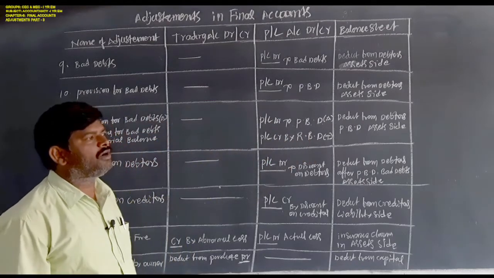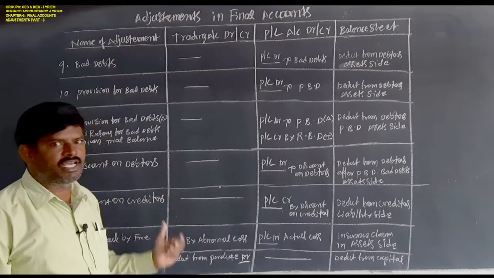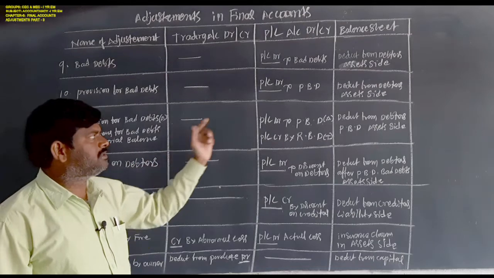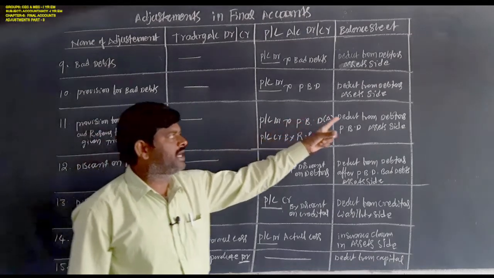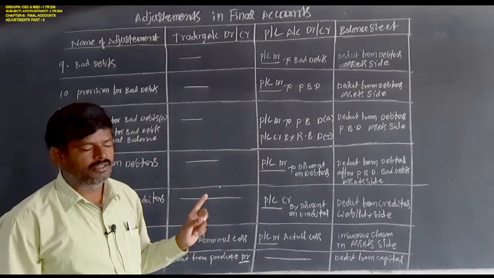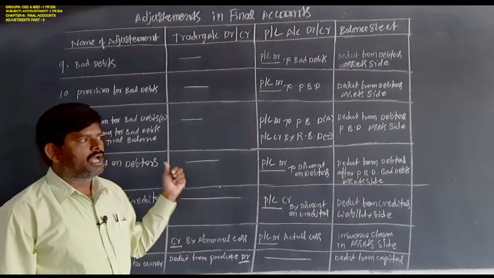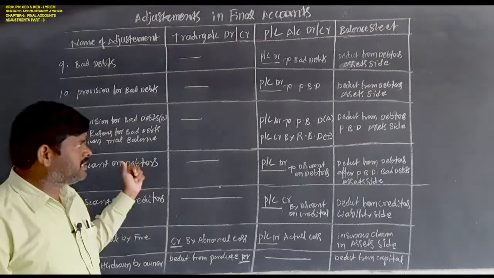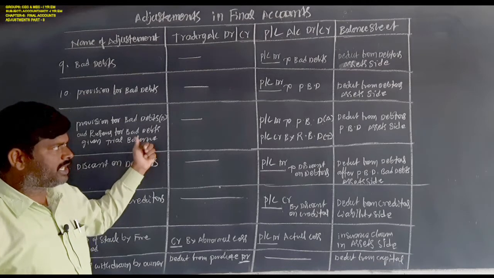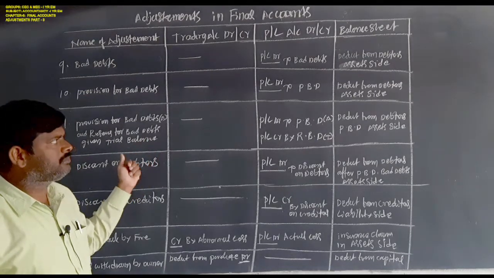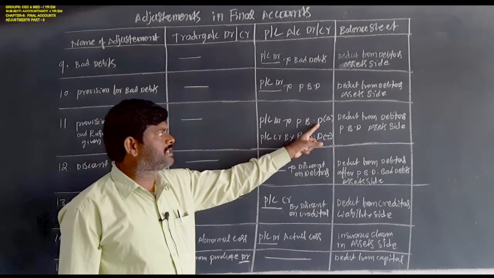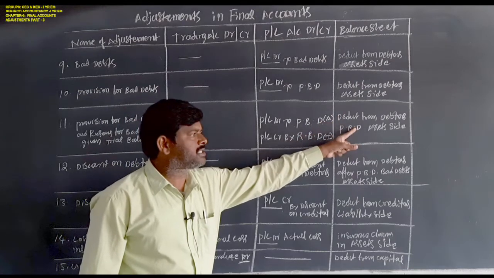Remember one thing, the only confusion is here. PBD must always be on the P&L account debit side and deducted from the debtors, if only PBD is given. Either both are given, PBD given in the adjustment and reserve for bad debts given in the trial balance, both are given at the same time. At that time PBD must be recorded on the debit side of the P&L account and deducted from the debtors.